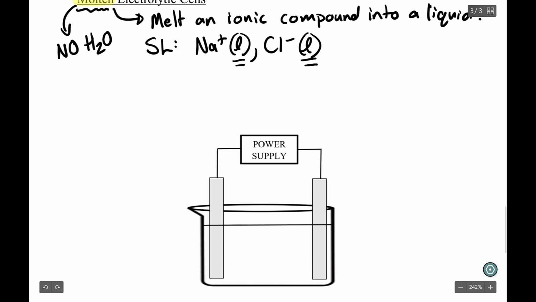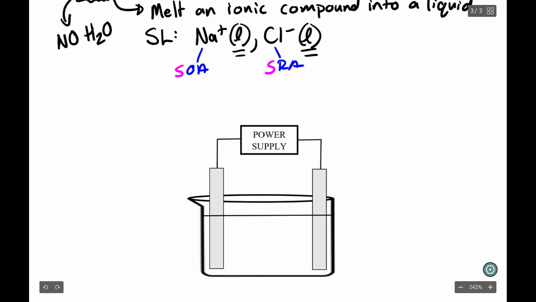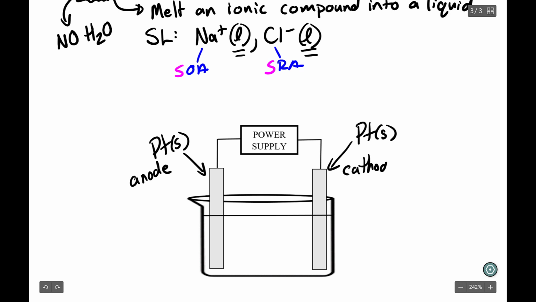Now, this leaves me with only one oxidizing agent and only one reducing agent. Therefore, the sodium ions have to be the strongest oxidizing agent and the chloride ions have to be the strongest reducing agent. Just to keep things simple, I'm going to call this platinum. I want an inert electrode, something that's not going to react. I'm going to call this side the anode. Over here, I'm going to keep this as a platinum electrode as well. It's an inert electrode. I'm going to call this the cathode.